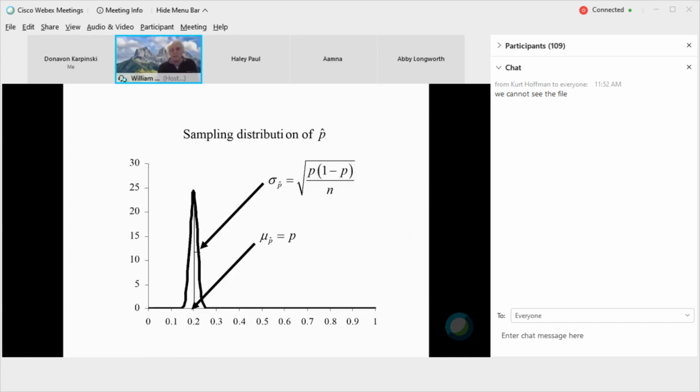So the sampling distribution of p hat will be centered around p. This is useful if we're using p hat to estimate p. The standard deviation is the square root of p(1 - p)/n. Notice that the standard deviation gets smaller and smaller as you increase the value of n, so it becomes more and more compact around the value of p.